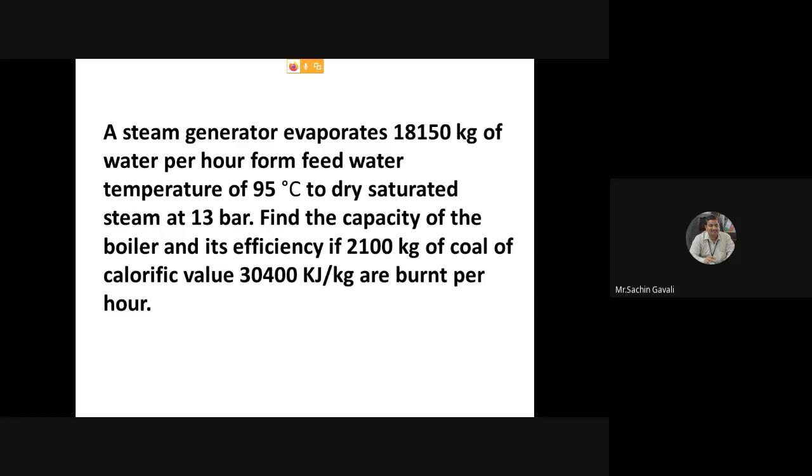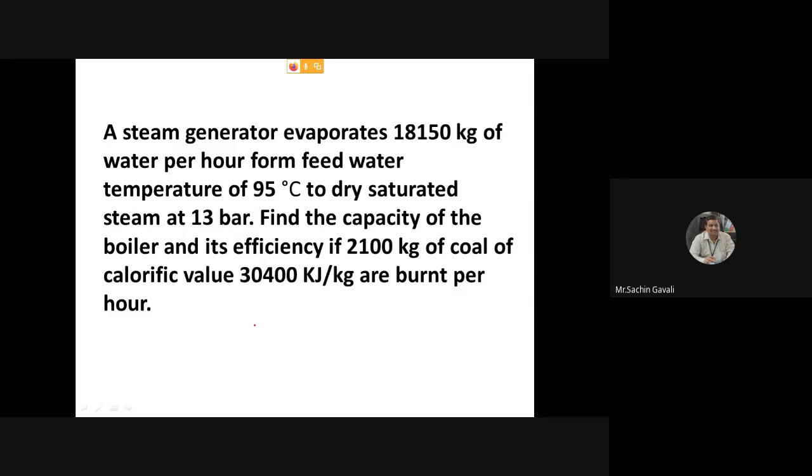Okay, I will help those who were not present last time or are not getting the correct idea to solve this particular problem. The steam generator evaporates water. So what do we have to go for?